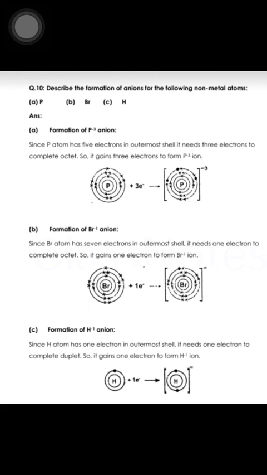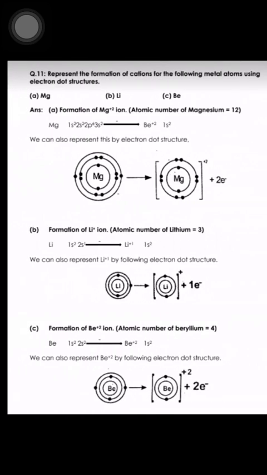In a similar way, when we are talking about boron, it will also form an anion by gaining 1 electron because it belongs to 7A group. Okay, and when we are talking about hydrogen anion, that means hydrogen already has 1 electron and it will gain 1 more electron to form its duplet, and it will form an anion by gaining 1 electron. So that means it will have a -1 charge. Similarly, in question number 10, we have done this.